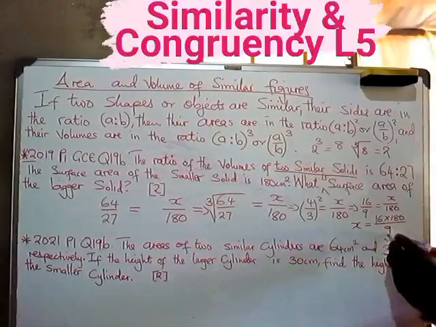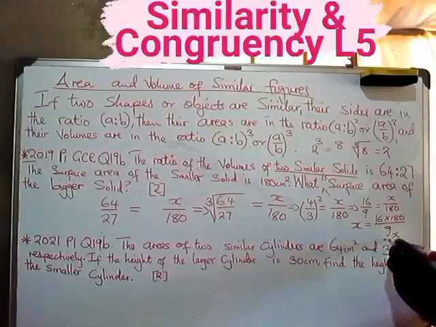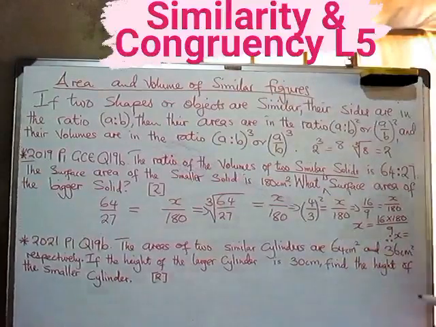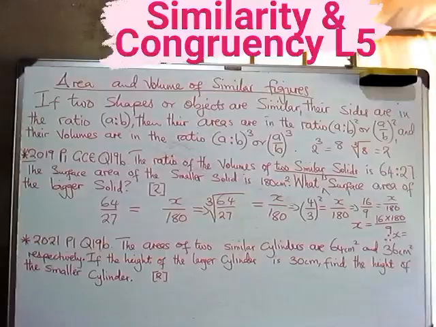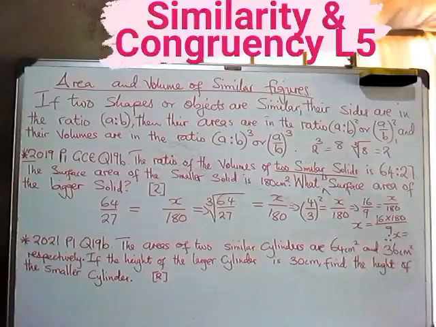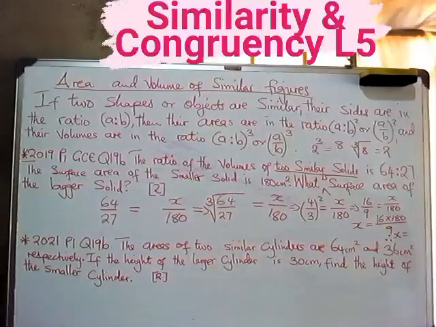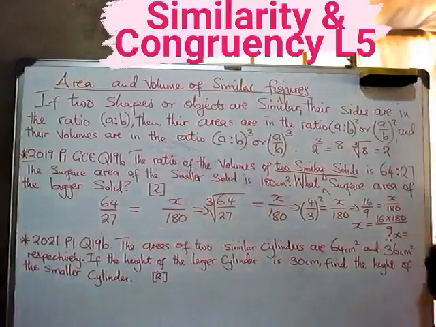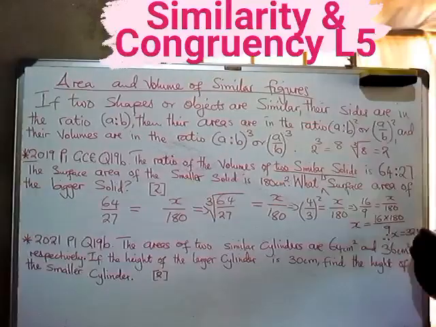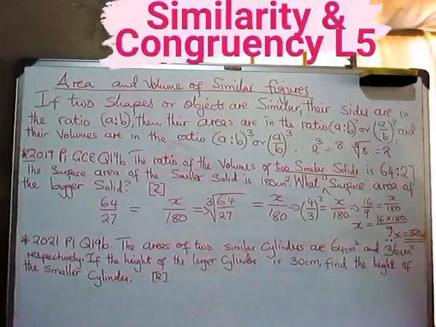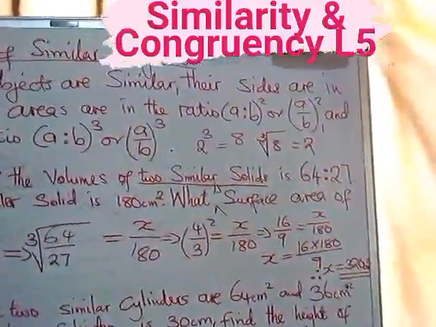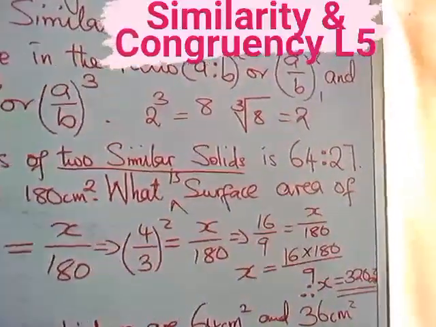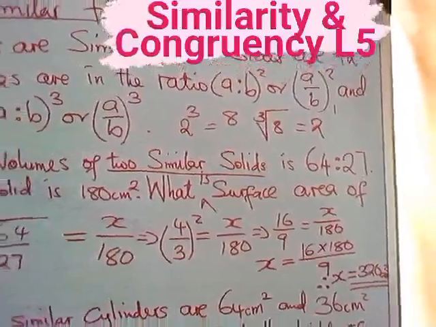Therefore, x is equal to 16 multiplied by 180, then divided by 9. What will be the answer there? You find that your final answer will be 320 centimeters squared. Our answer is 320 centimeters squared. That is the answer for that question.